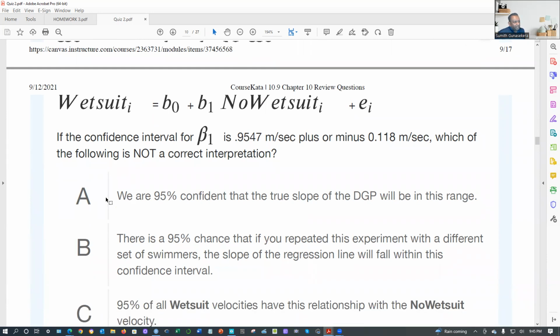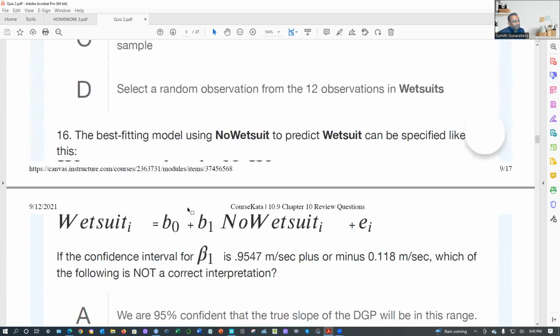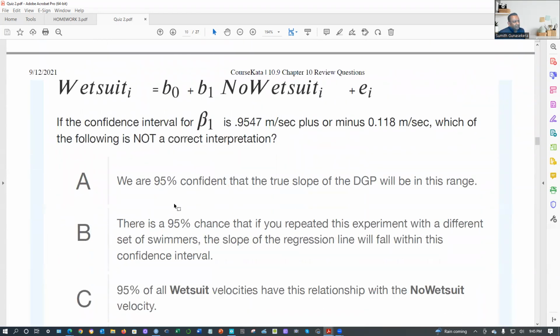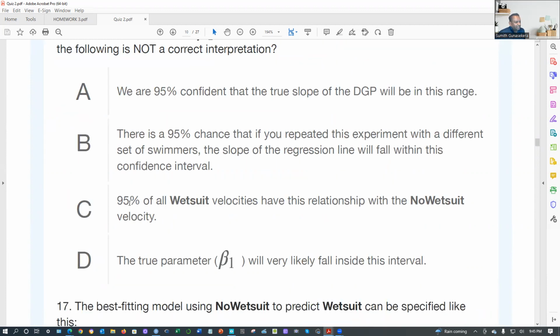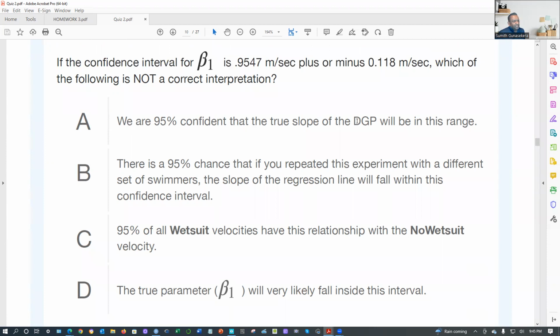We are 95% confident that the true slope of the DGP will be in this range. The slope of the DGP means the population beta 1. There is a 95% chance that if you repeated this experiment with a different set of swimmers, the slope of the regression line will fall within this confidence interval. 95% of wetsuit velocities have their relationship with the no wetsuit velocity. The true parameter will likely fall inside this interval. Everything here explains the confidence interval.